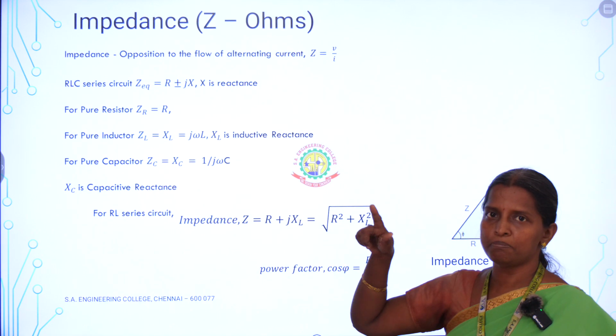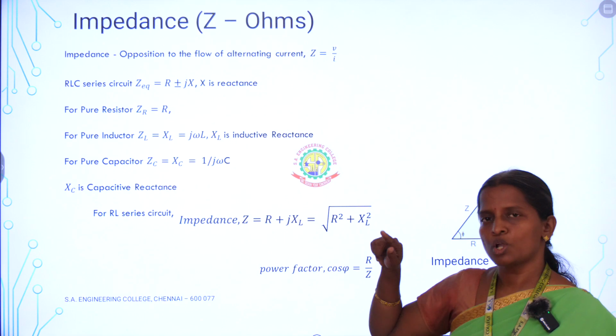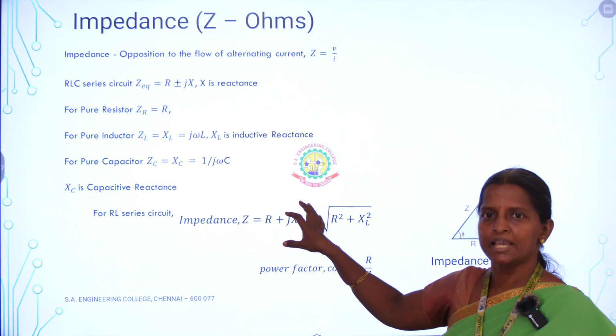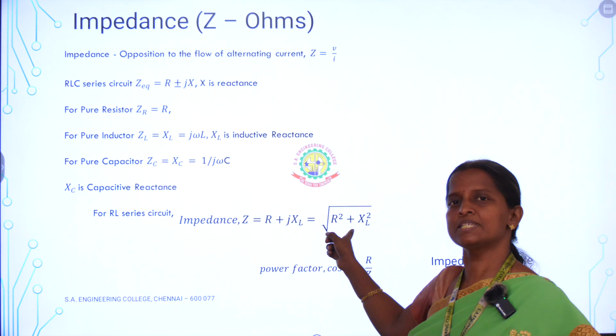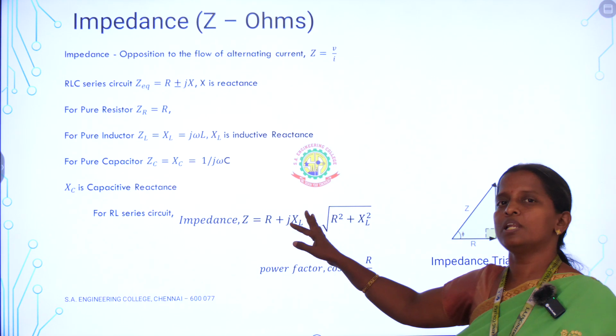If you want to find the magnitude, how do we find it? We have to take the square root of the real part squared plus the imaginary part squared, that is R square plus XL square. So the magnitude is the square root of R square plus XL square. This is the equivalent value for an RL circuit.